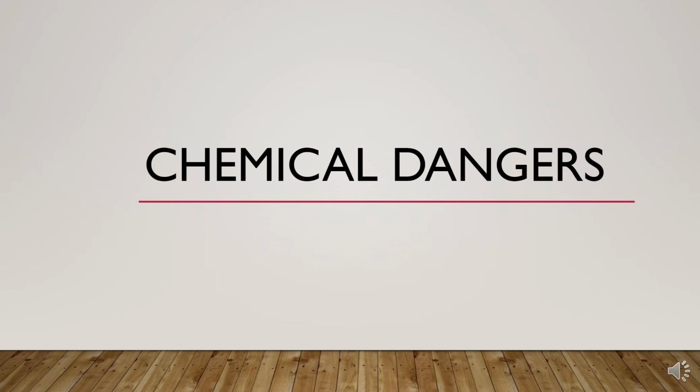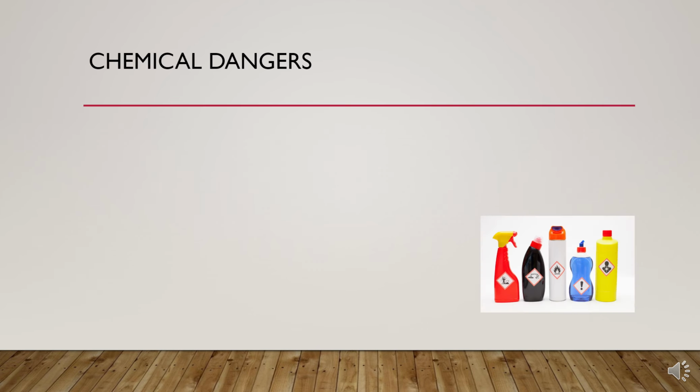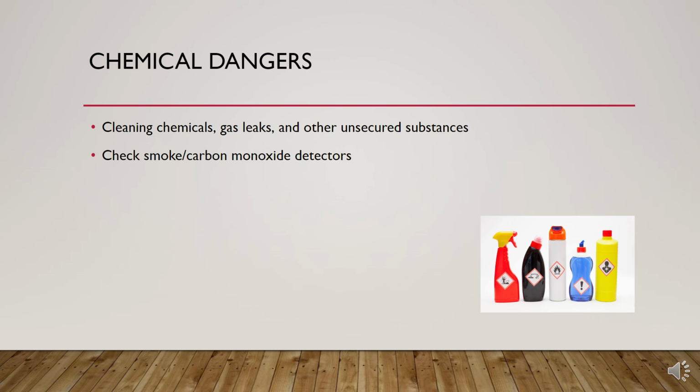So next, we'll discuss the chemical dangers within your home. We'll go over that in a little bit more detail. Chemical dangers can come in many forms, ranging from substances like bleach, gas leaks, smoke hazards, or other substances. In addition to smoke and carbon monoxide, those present a danger themselves. So make sure that you're regularly checking those detectors.